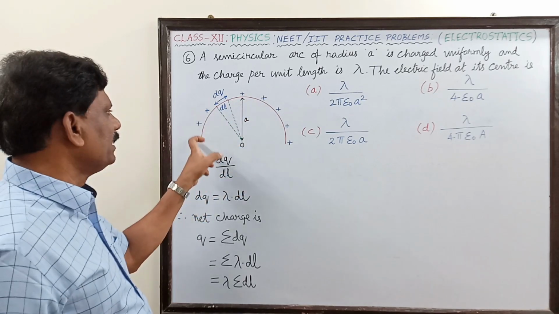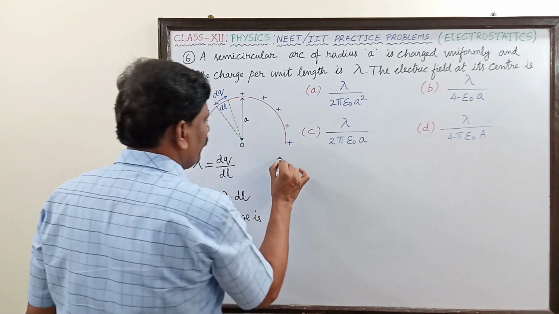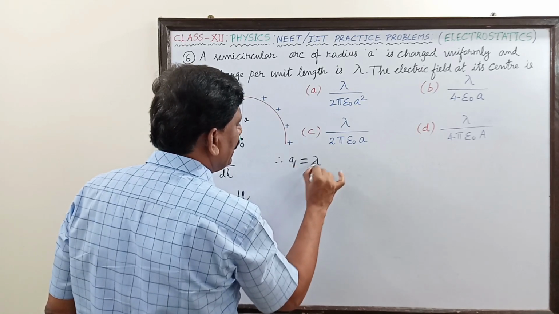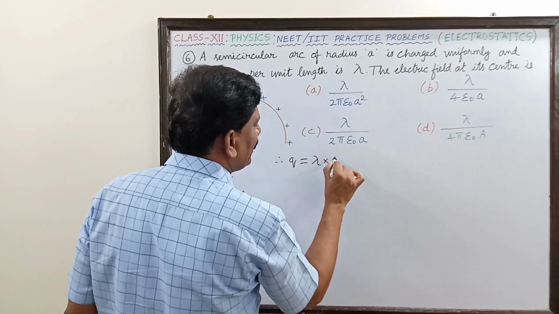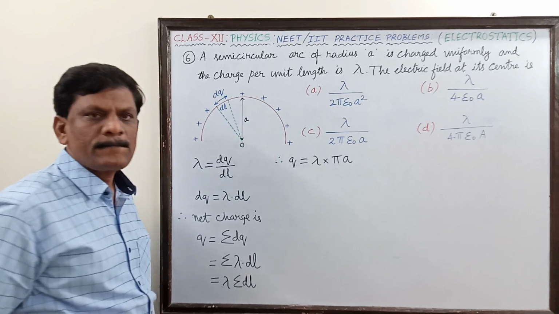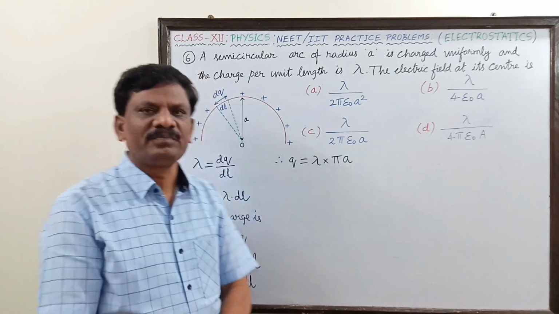That is equal to what? The length of the semicircle. Therefore now Q is equal to lambda into sigma dl, which is half the circumference, is it not? So that is pi into radius a. So this is the first equation we are deriving.